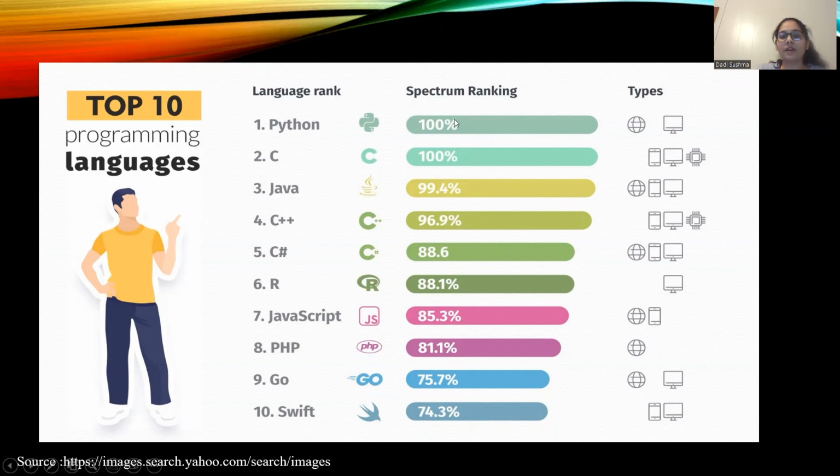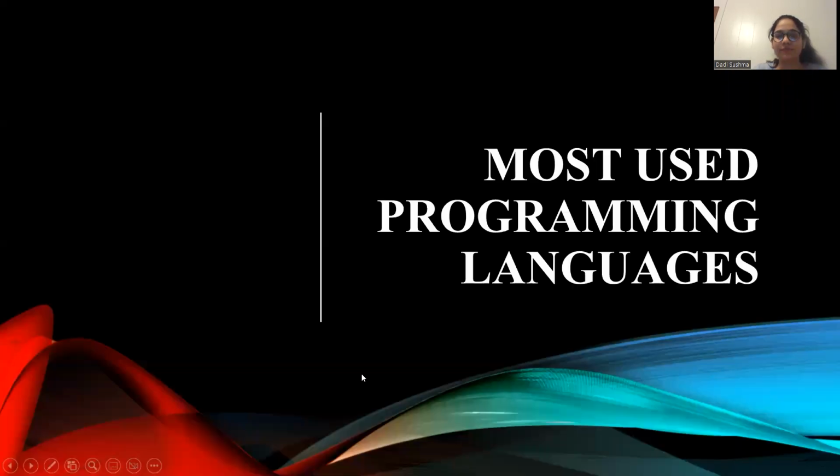with the ranking and the usage of the languages by the number of users. So Python with 100%, C with 100%, and these are all followed with 99.4, 96.9, Java, C++, and so on. So these are the top 10 programming languages.